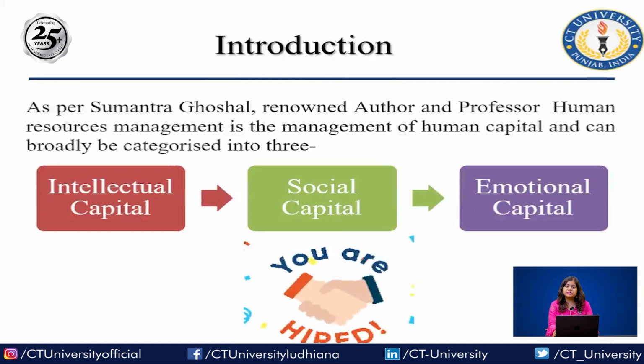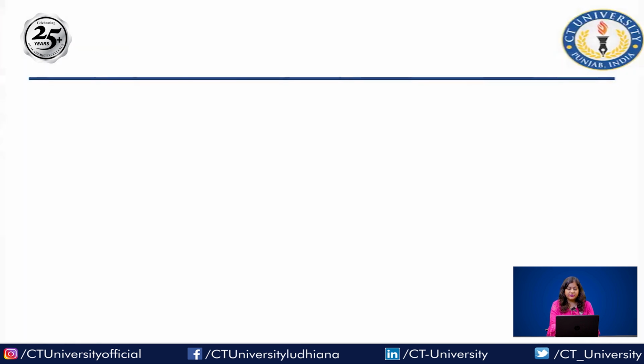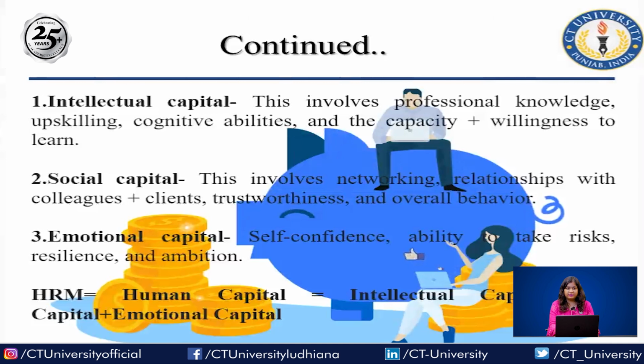HRM is the management of human capital and can be broadly categorized into three parts, that is intellectual capital, social capital and emotional capital. Let us first understand what is intellectual capital. Intellectual capital basically involves the knowledge of the employees in the organization, like how they are working in the company, what kind of skills and abilities they have, whether they are able to accomplish their target on time or not. In social capital, we are going to check their relationship with the organization and with the employees in the company so that we can see what kind of internships or targets the company can provide to other people as well. Then we have the emotional capital.